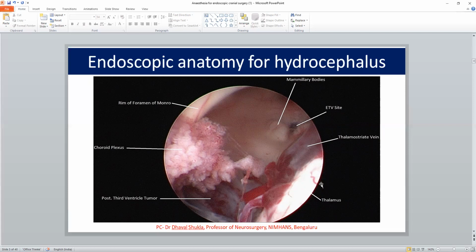So this is the endoscopic anatomy when you consider intervention for hydrocephalus. You can see that there is a foramen of Monro. This is the third ventricle tumor. This is the choroid plexus, which secretes the CSF. These are the mammillary bodies, and just anterior to that is the site for endoscopic third ventriculostomy. This is the thalamostriate vein, and this is the thalamus. The bleeding mostly during endoscopy occurs from the damage to the thalamostriate vein or to the choroid plexus, or during the biopsy of the lesions.